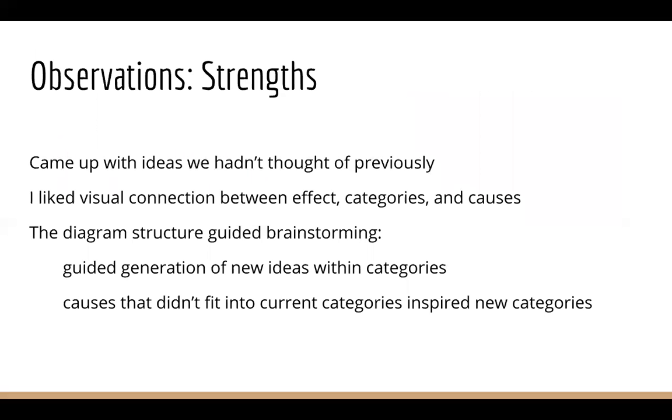So here are my observations for the strengths. We came up with lots of ideas that we hadn't thought of previously. I really liked that it was visually connected, the effects, categories, and causes. So it had a clear flow. It made sense how they all connected. And I really liked the different groupings. I thought that the diagram structure really helped with my brainstorming. So having those categories existing helped generate new ideas within those categories.